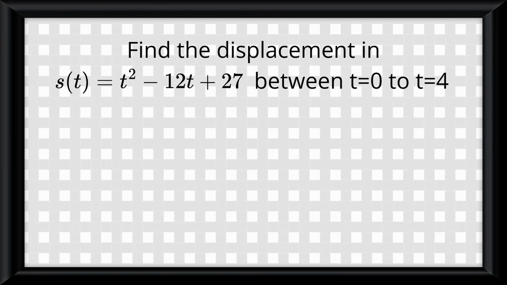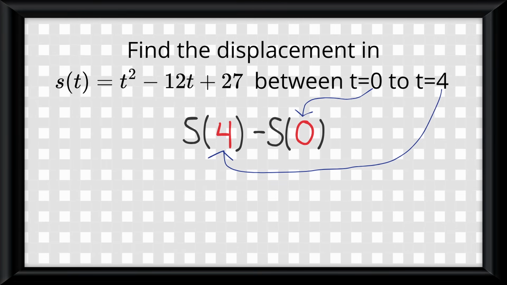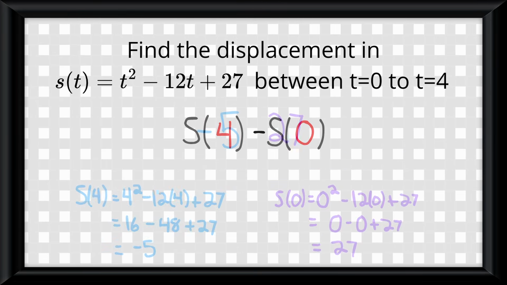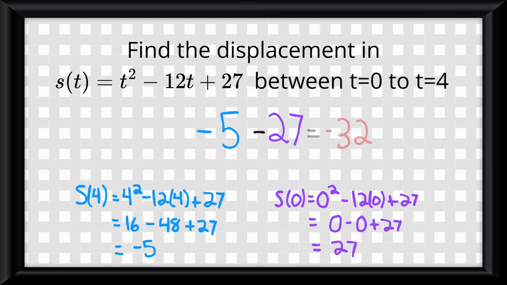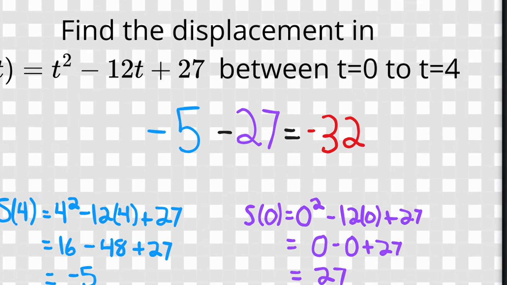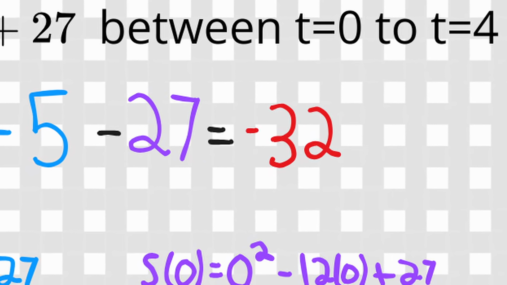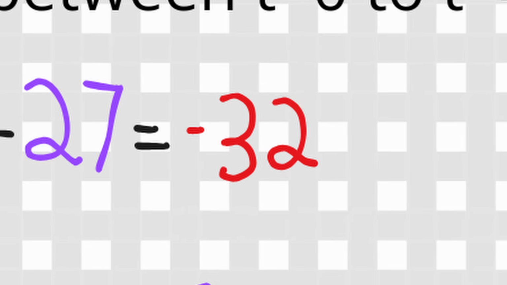The way we solve this is pretty simple. It would just be s of 4 minus s of 0. So let's plug in what each of them are. In solving, we get -32. The negative doesn't really mean negative here. It just means the particle ended up 32 units to the left.